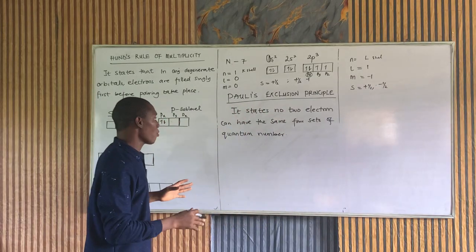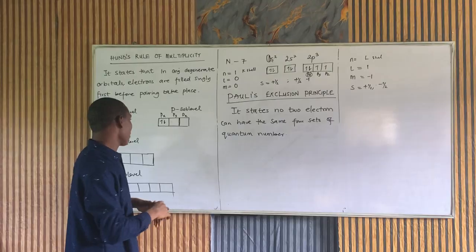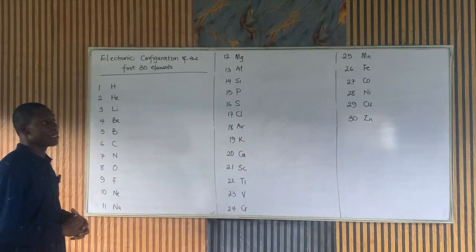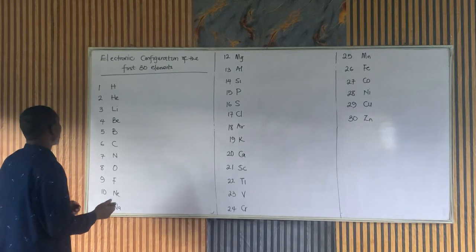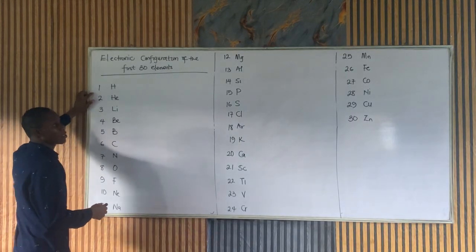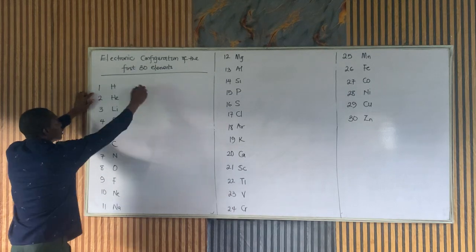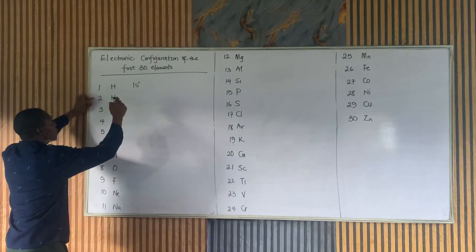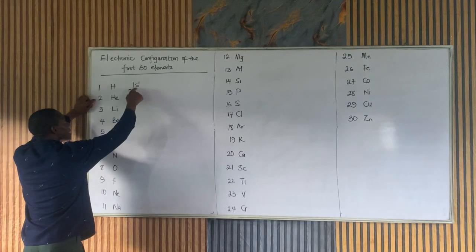So that's that. We'll be showing electronic configuration for the first 30 elements here. Let's look at the electronic configuration of the first 30 elements. Now, let's begin with hydrogen, which has just 1 electron. So this will be 1s. The 1s is the first one. We are putting 1 electron in the 1s.